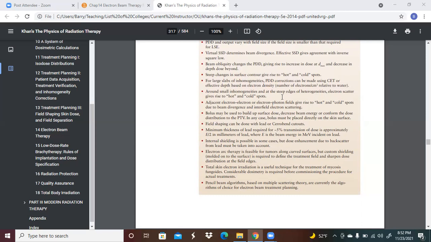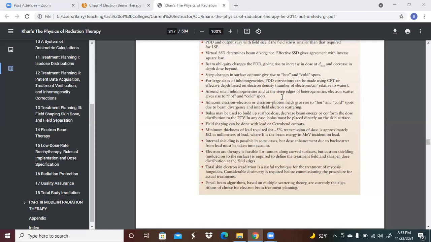Adjacent electron, or electron-photon, fields give rise to hot and cold spots due to beam divergence and interfield electron scattering. Basically, if you put two electron beams very close together, electron beams have a characteristic in which they bow out at the edges. So your isodose lines are going to bow, whereas a photon beam has more of a forward-pointing dose and you're not going to see a bowing effect at the edges. That's not true of the electrons. The electrons will bow out along the edges.